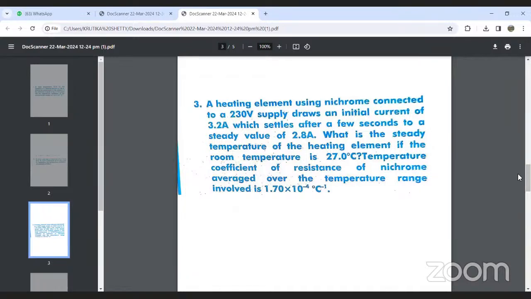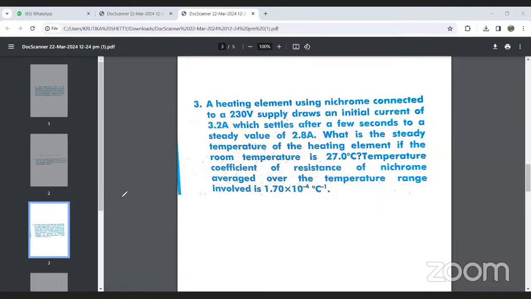A heating element using nichrome connected to a 230 volt supply draws an initial current of 3.2 ampere, which settles after a few seconds to a steady value of 2.8 ampere. What is the steady temperature of the heating element if the room temperature is 27 degrees Celsius? The temperature coefficient of resistance of nichrome averaged over the temperature range involved is 1.7 into 10 raised to minus 4 per degree Celsius. So no doubt, they have given the alpha value at the last.